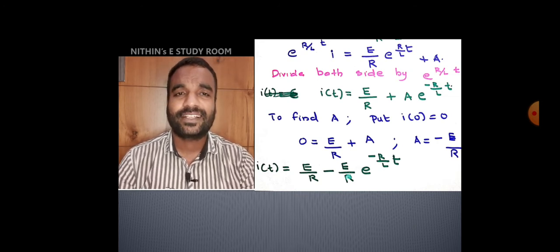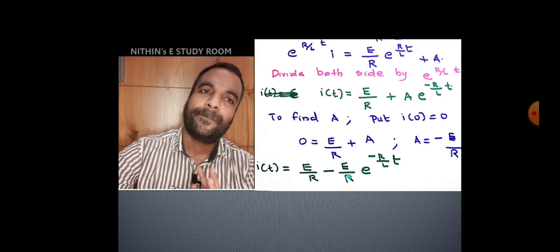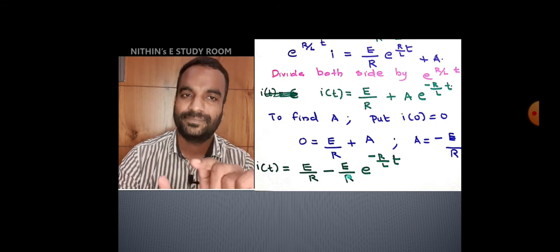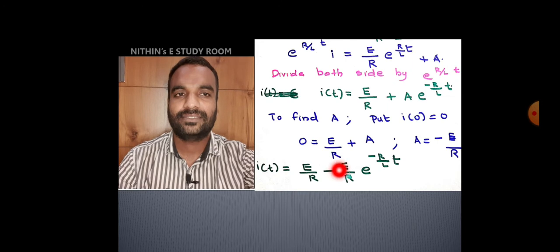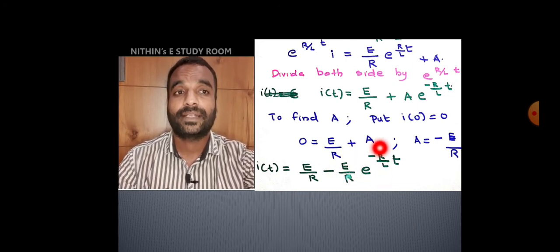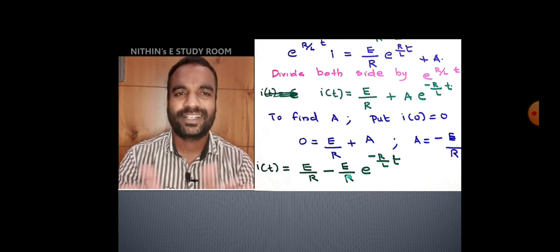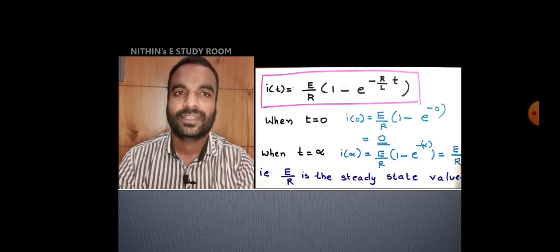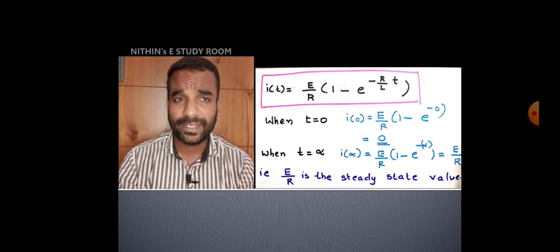So, what is the final equation of I of t? I of t is equal to E by R minus E by R, because you are substituting for A, into e raised to minus R by L t. Okay. Now you can easily do one thing. You can take E by R outside. So I of t will become E by R into 1 minus e raised to minus R by L t.